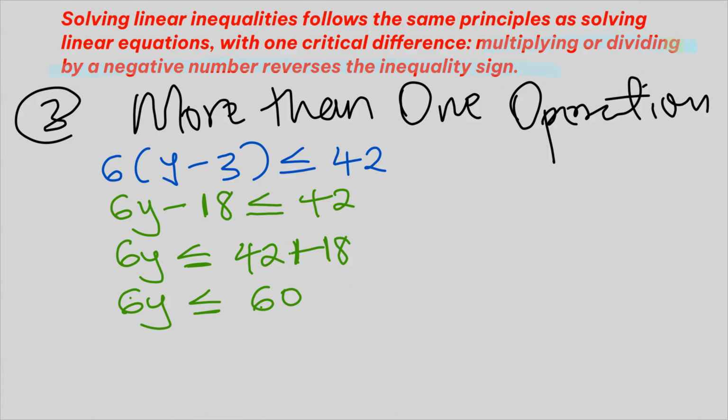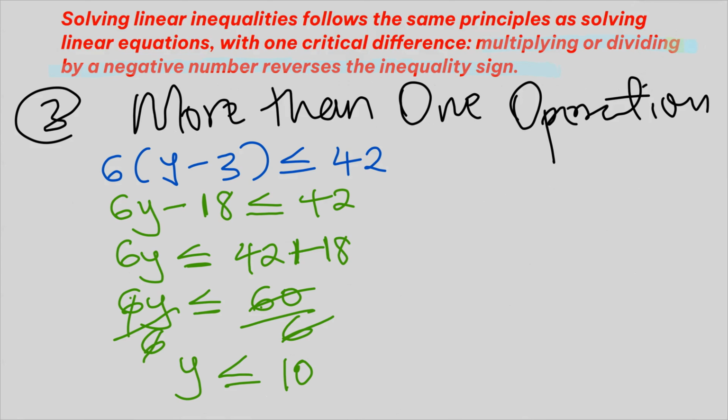Now let's isolate y by dividing both sides by 6. Now you have your y. Let's maintain our sign because we are dividing by a positive number. And we have 10. So that's the answer. Y is less or equal to 10.